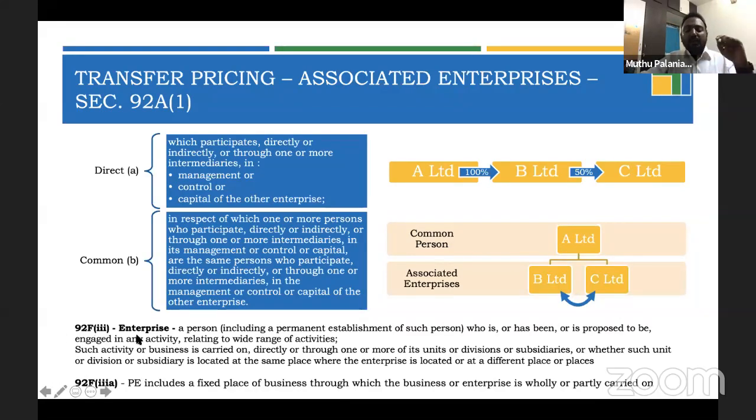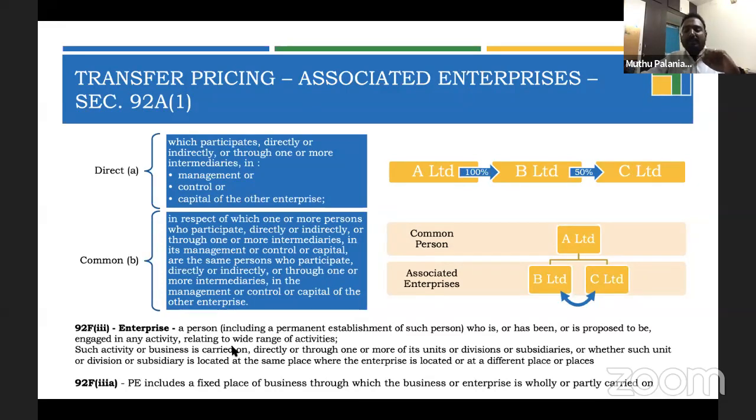So 92F clause 3 discusses enterprise. So an enterprise is basically a person, including a permanent establishment, who has been or is proposed to engage in any activity relating to a wide range of activity, which is basically any business activity. It could be engaged or it is proposing to engage. So through the division or subsidiary, it could be located in the same place or a different place. So any of these combinations will form an enterprise. So it says it also includes a permanent establishment.